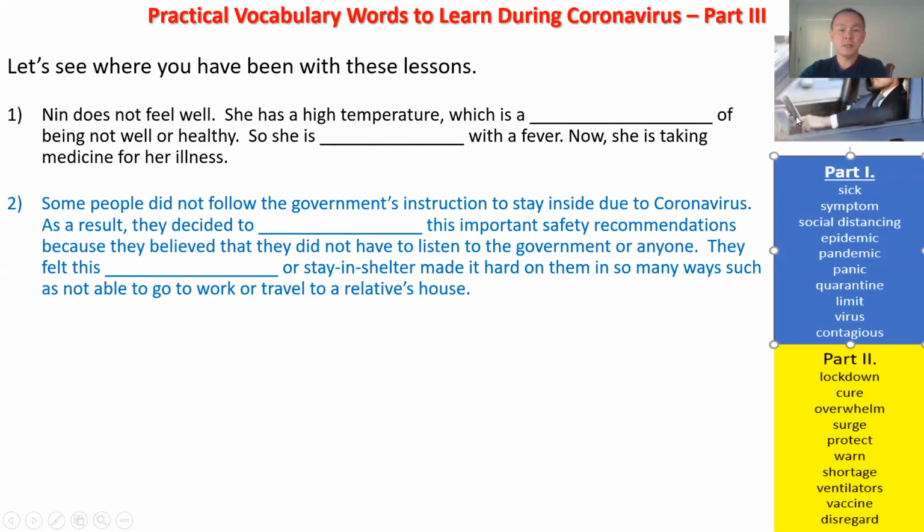Okay, you see here, the man is trying to go to work. So when you have to stay in shelter, you cannot go anywhere. You cannot go to work. You cannot travel to visit your family members, okay?